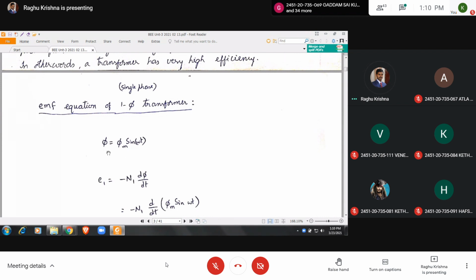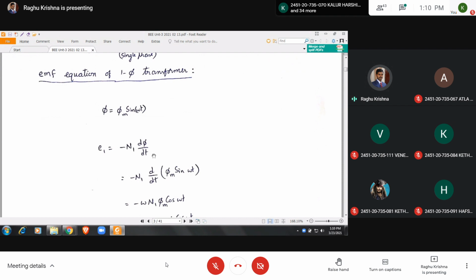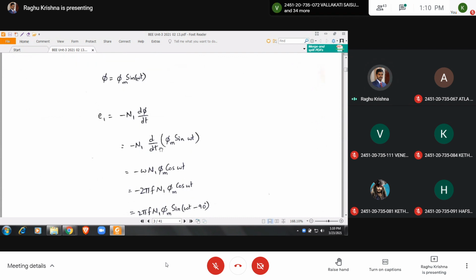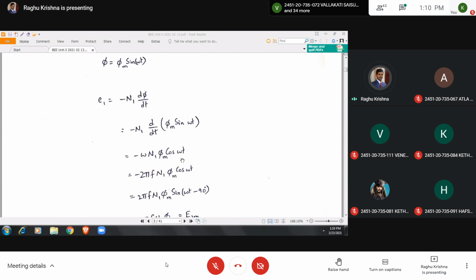Here phi is the alternating flux, phi equal to phi m sin omega t, and E1 equal to minus N1 d phi by dt. So substitute the expression for phi and do the differentiation with respect to t. Phi m is constant, so it comes outside. The derivative of sin omega t is cos omega t into omega. So finally you are going to get this one.